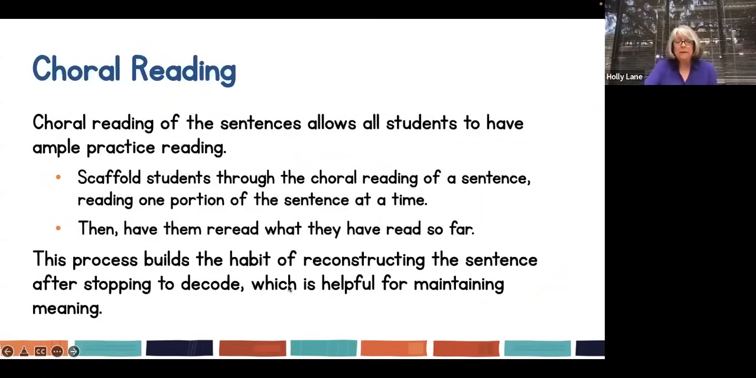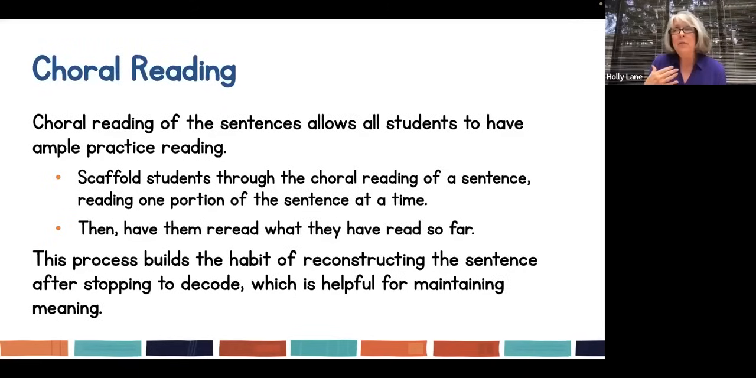One way to do this is through choral reading. If you are choral reading and helping your students all come in at as close to the same time as possible, this really scaffolds students through the process of making sure they're identifying each word and really focusing on each word one at a time. And for students who are struggling, the process that we use for choral reading, where you go back and reread what they've read so far, really helps build important habits.